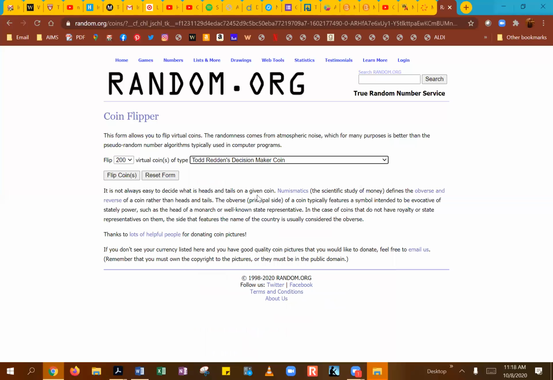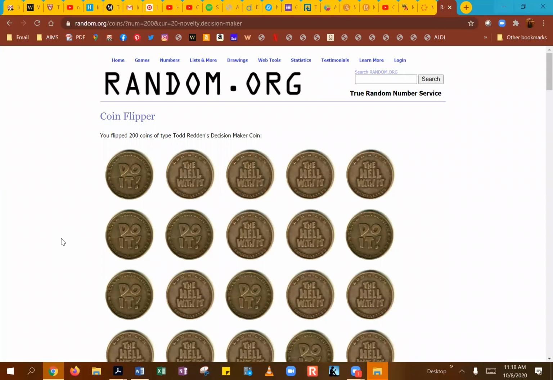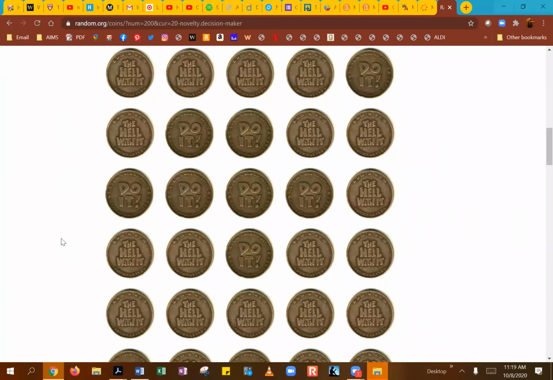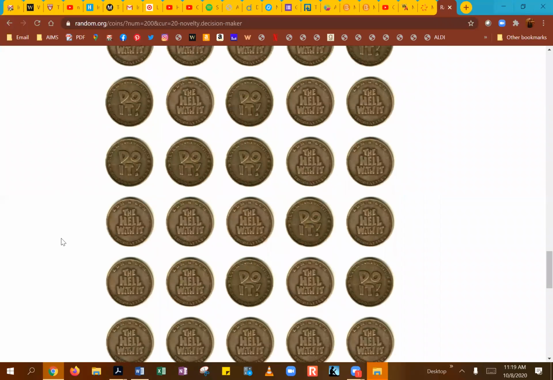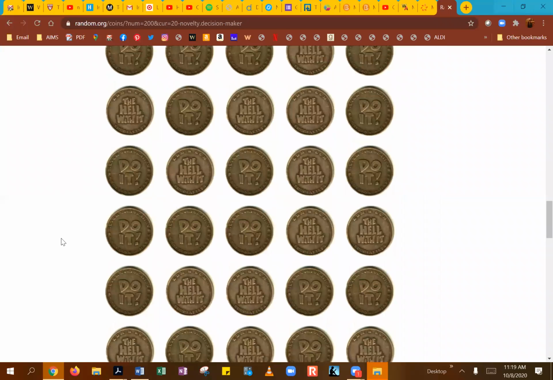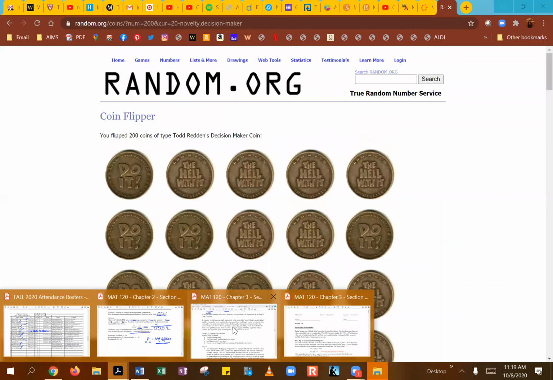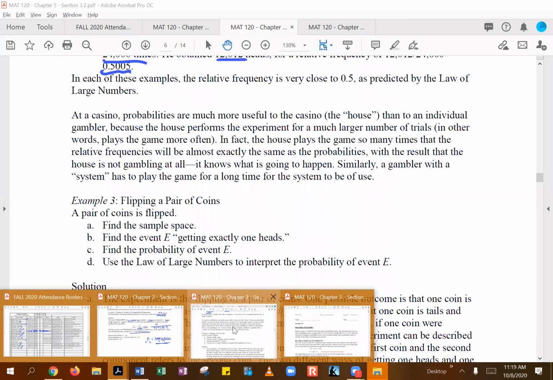And for now we'll just pick the first coin that they have listed here. So the idea is, they are going to simulate your toss, and you can see they're showing you what you have for those 200 tosses. So it's just a tiny little experiment that you can do on your own.